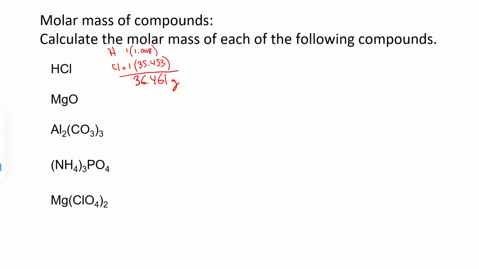Okay, so next one is MgO. So I'm going to put Mg and O. And there's 1 Mg. Magnesium is 24.305. Then we have 1 oxygen. Oxygen is 15.999. And we're just going to add them together. 24.305 plus 15.999 gives us 40.304.